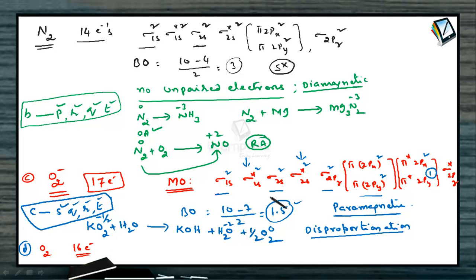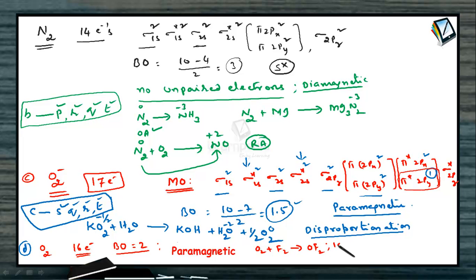And from here when we see, this particular electron will not be there. In other words, one anti-bonding electron is removed. With the removal of anti-bonding electron, it becomes 10 minus 6, 4 by 2, 2. So therefore bond order is 2. And when this electron is removed, all the electrons are paired. Therefore it is paramagnetic.